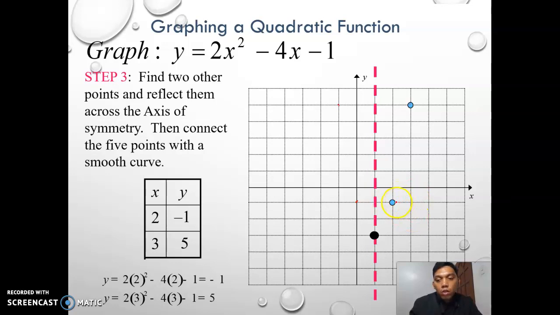If you connect them using a smooth curve, this will be the image. These are the points, and then let's connect. Then that's it, that's the graph already. Now you have the graph of the quadratic function y equals 2x squared minus 4x minus 1.